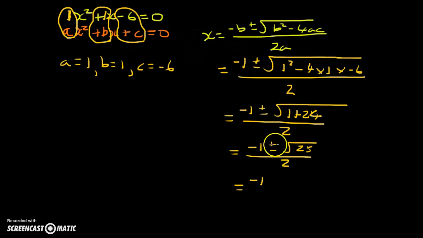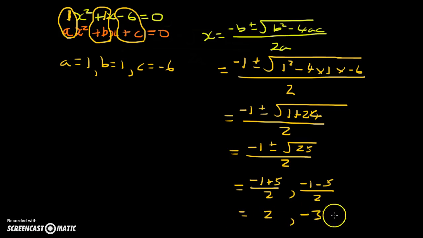So one of our solutions is -1 plus 5 over 2, and the other one is negative 1 subtract 5 over 2. So let's check this. Negative 1 plus 5, that's 4, divided by 2, 2. And negative 1 subtract 5, negative 6, divided by 2 gives us negative 3. Exactly the same solutions as if we'd factorized it.